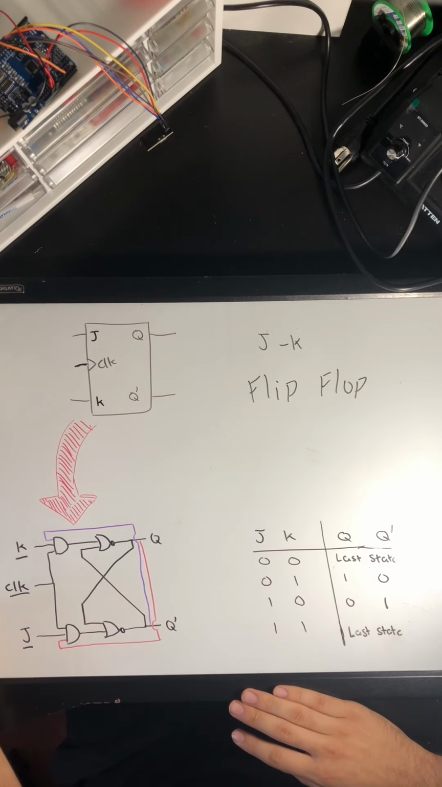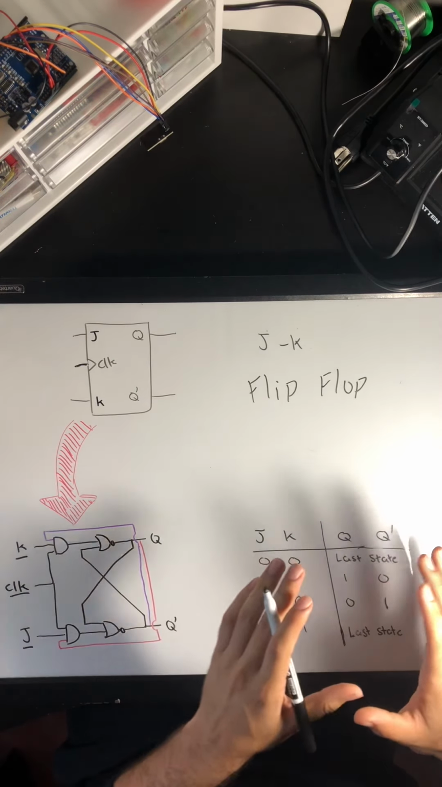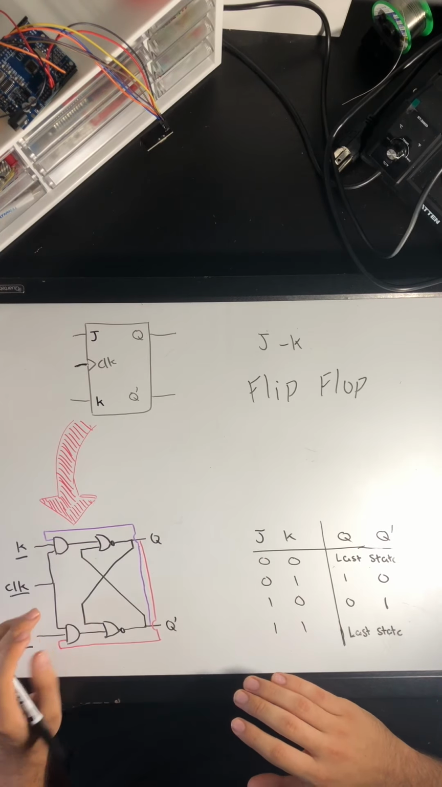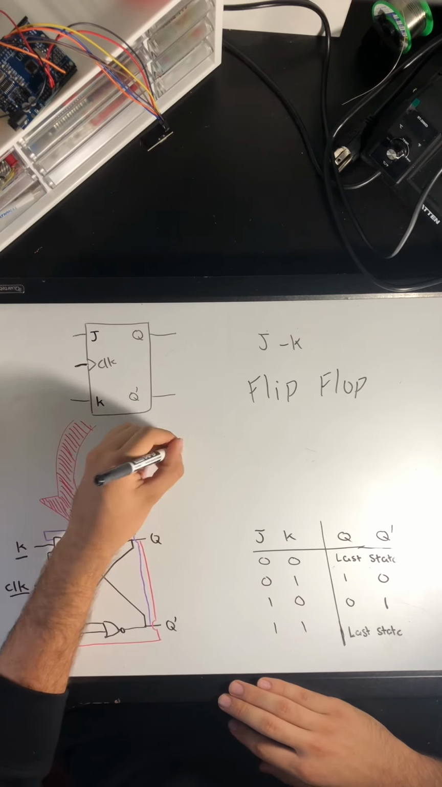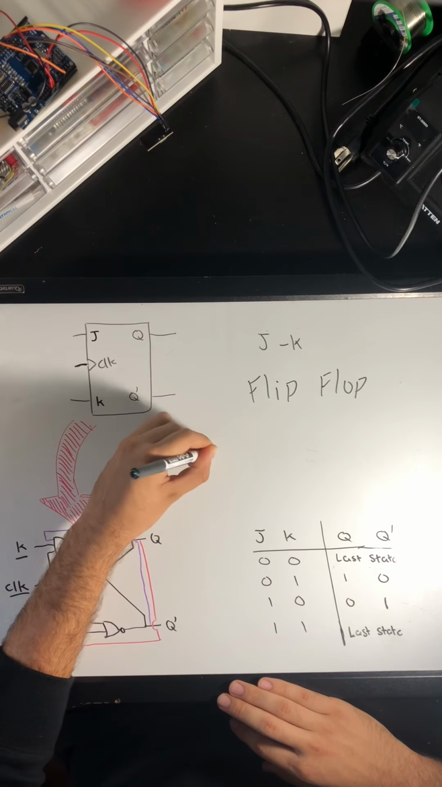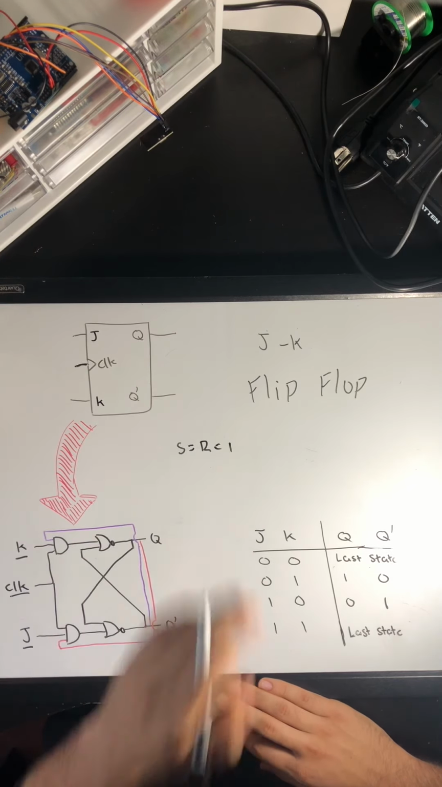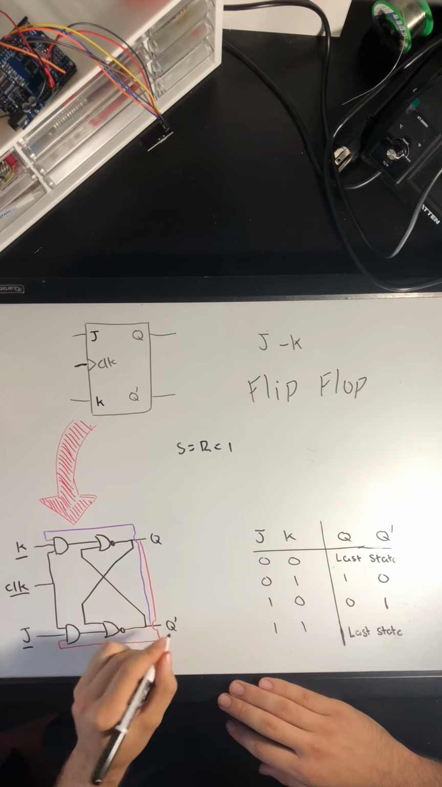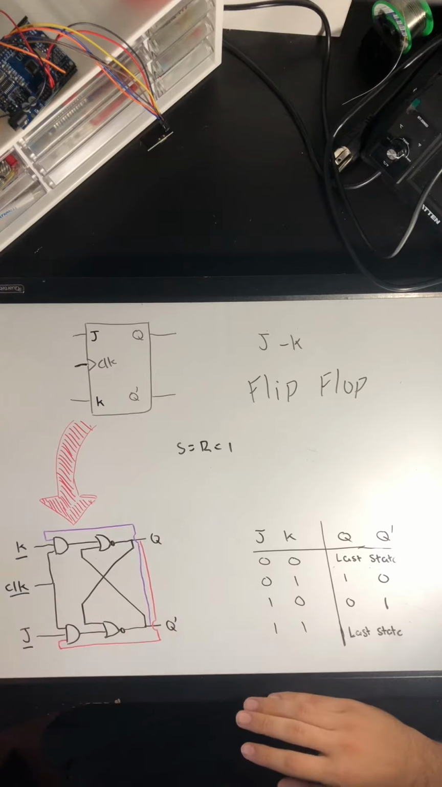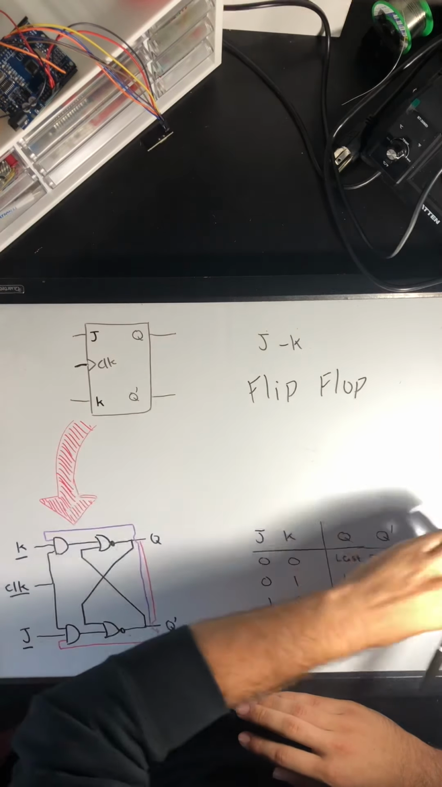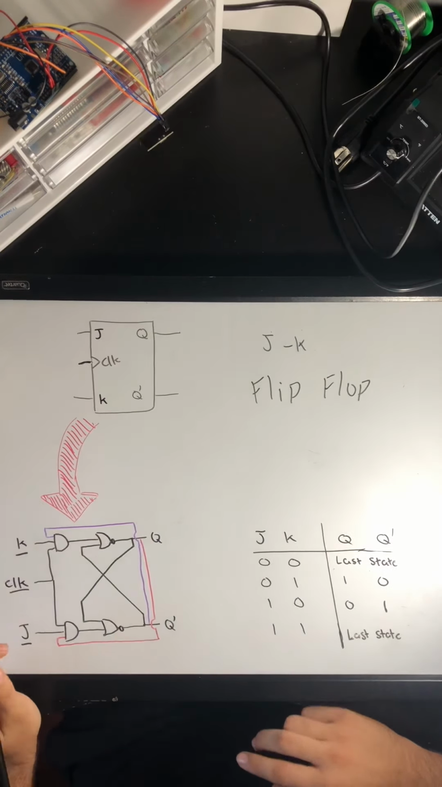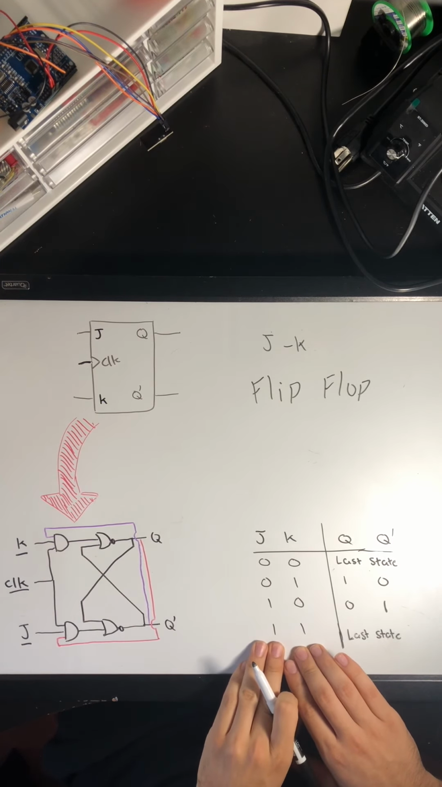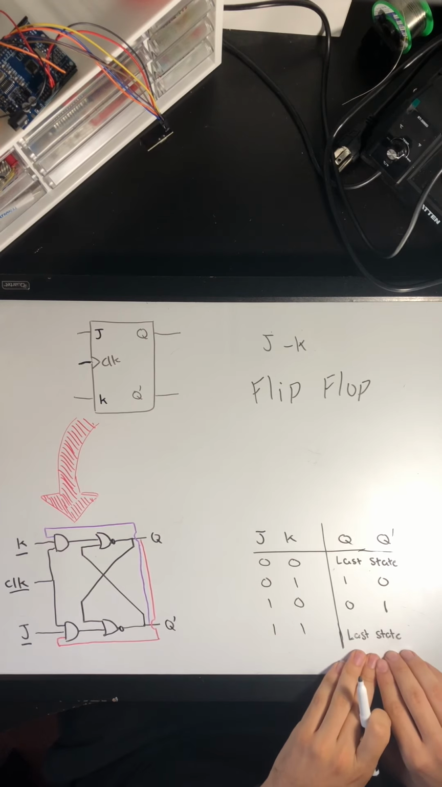The only difference, what distinguishes the JK flip-flop from the SR flip-flop, is that in the SR flip-flop, S and R cannot both be equal to 1. It's not a valid state. You can have it, but then Q and Q prime will be the same value, and that's not what an SR latch or flip-flop is supposed to do. So in the JK flip-flop, when both are 1, that is a valid state, and you'll just remain in the previous state that you were in.